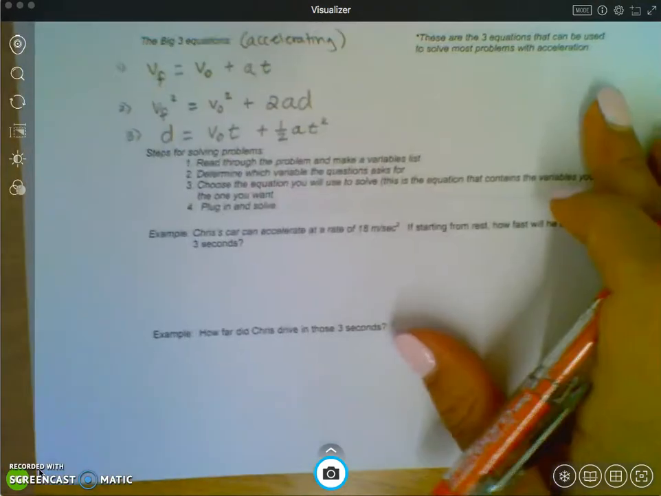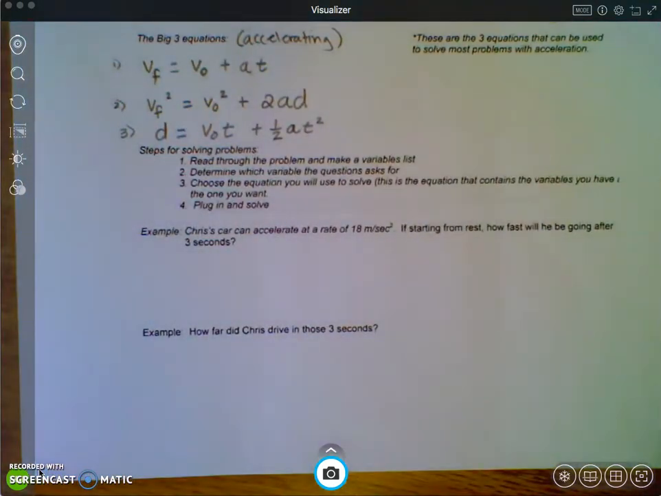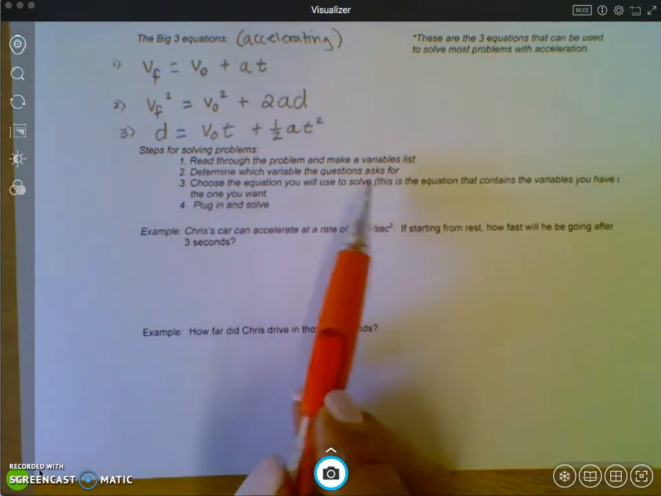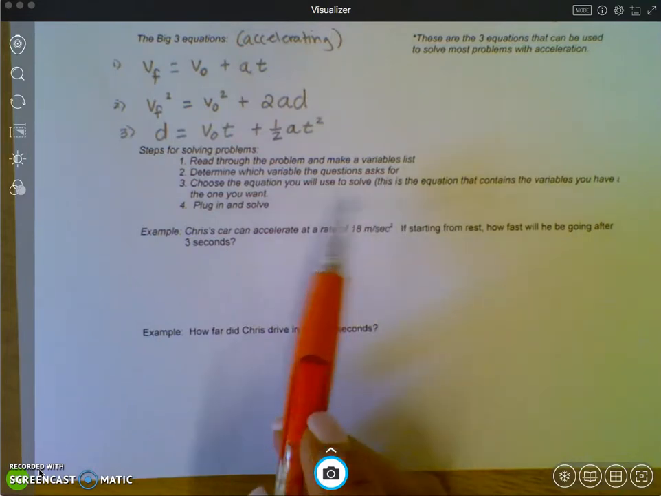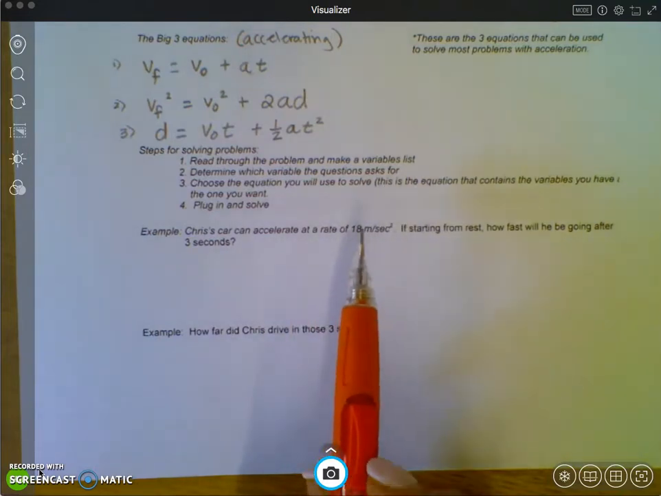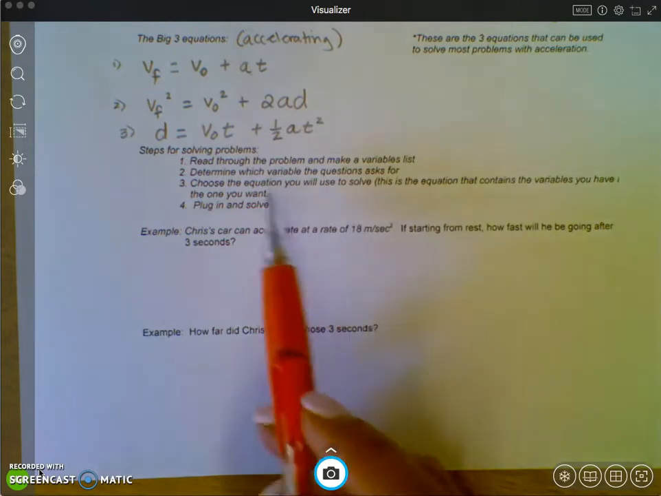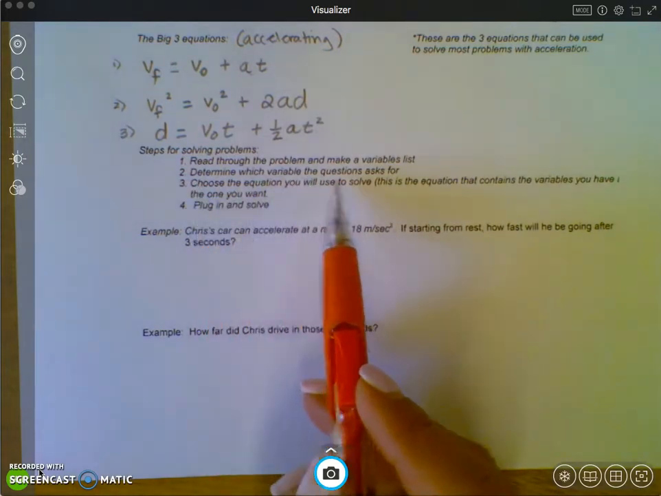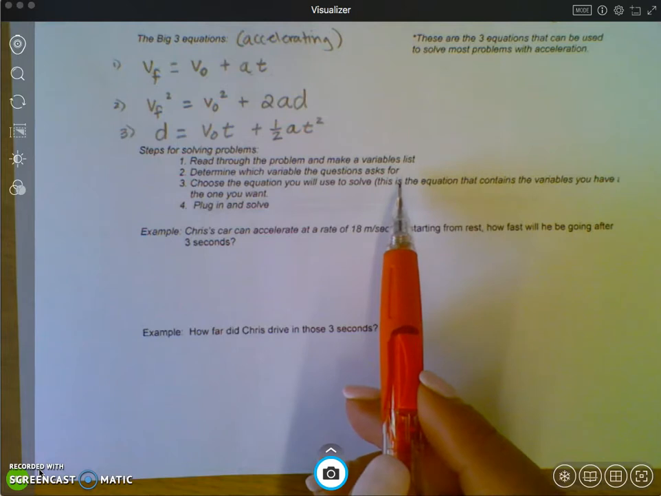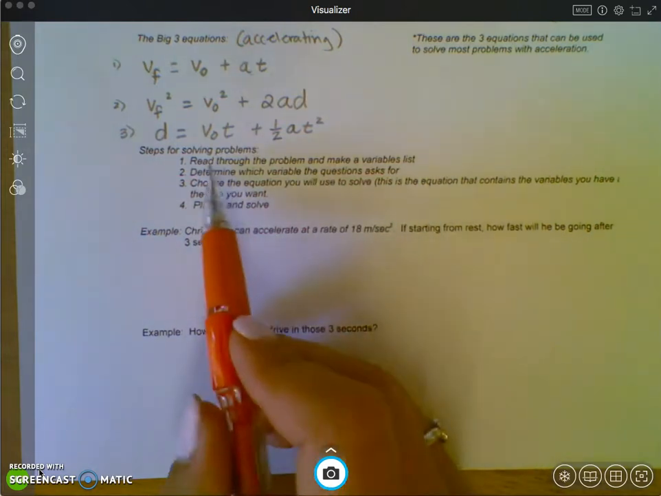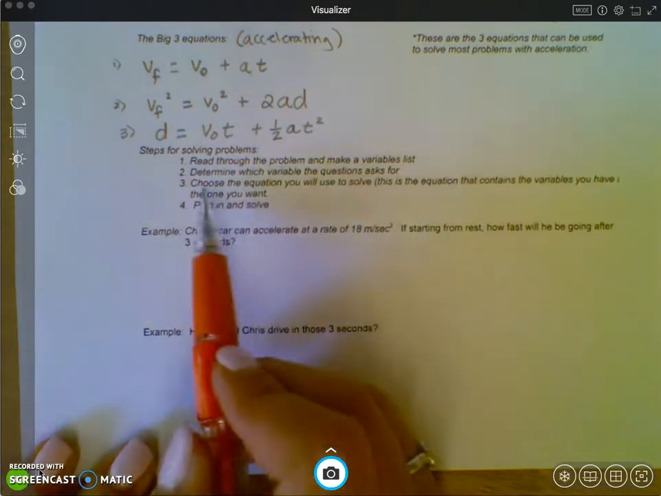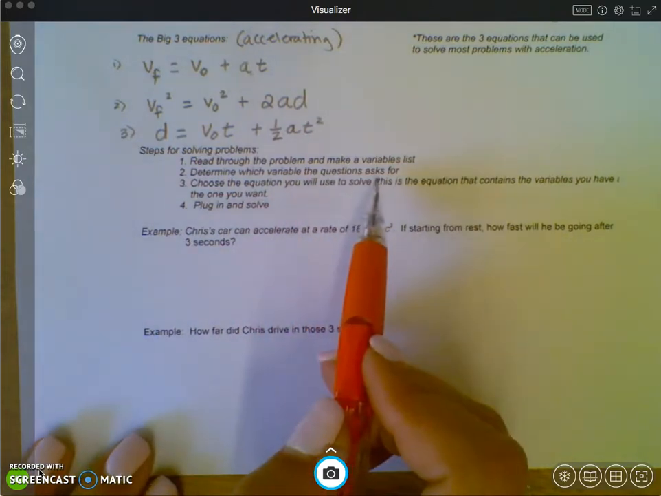Some steps we're going to follow. The first step is you're going to read through the problem and make a variables list. So read through, look for any information that's given to you. Number 2, determine which variable the question is asking you for. So this first part you're looking at what's given. The second part you're looking at what are they asking me to find.